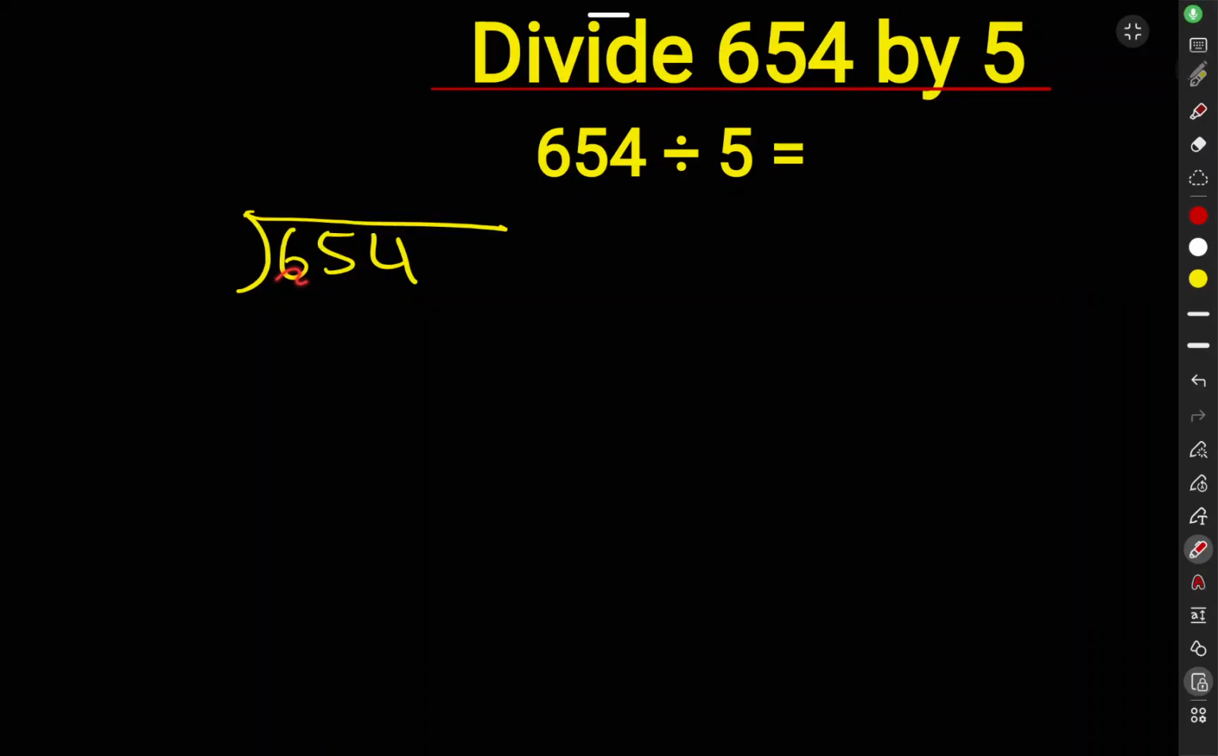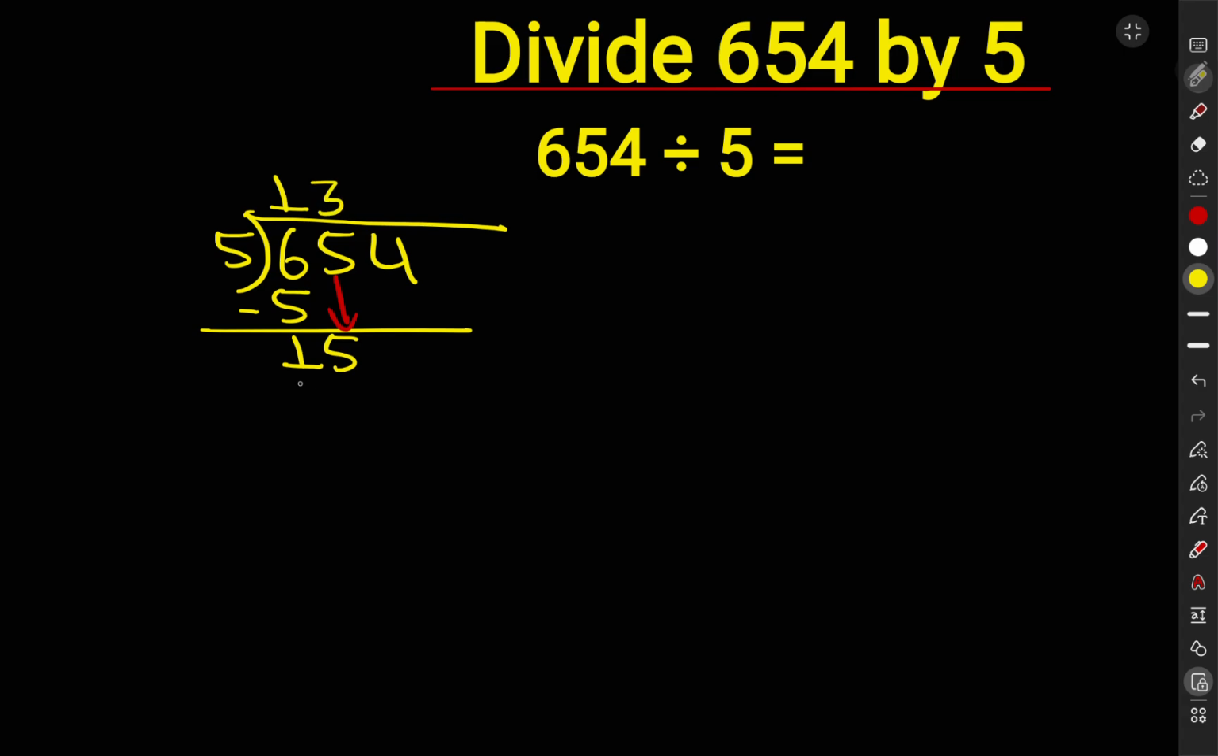Here we divide 654 by 5 in long division method. 5 times 1 is 5. On subtracting we get 1. So now we put down this 5 and it is 15.